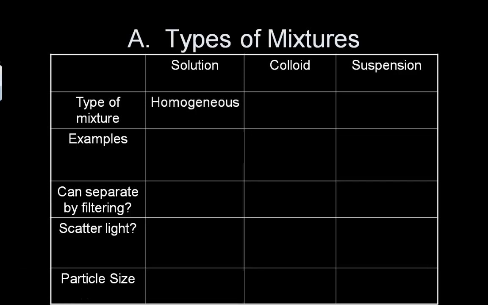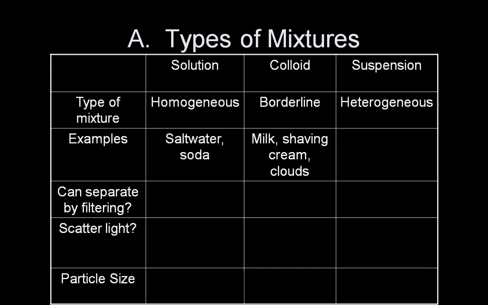Solutions are similar to homogeneous mixtures. They are the same throughout. It doesn't even look like it's a mixture. Colloids are in between, and then suspensions are more heterogeneous. Let me give you some examples. Solutions are things like salt water, so salt dissolved in water, or soda that has carbon dioxide and other things dissolved in water. A colloid would be something like milk or clouds or shaving cream, where it's kind of cloudy and you can see some of the pieces, but not all. And then a suspension is something like trying to mix flour and water, or sand and water, or like Italian salad dressing that separates when you let it sit for too long.